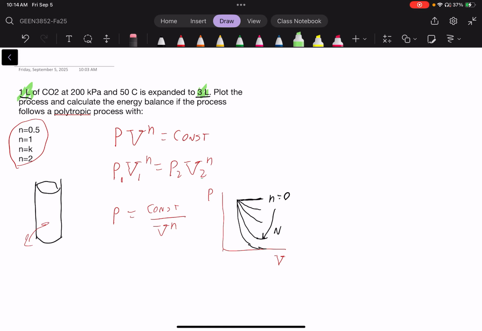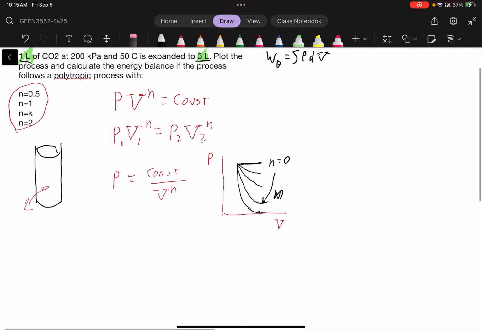Remember that the boundary work is equal to the integral of P dV. We can see that as N increases, the work should decrease. The area under this curve is getting less and less for that expansion process. We'll also see that the heat transfer changes for these different values, so there's going to be different amounts of heat input or output depending on what the N value is. And so we can go ahead and solve it.